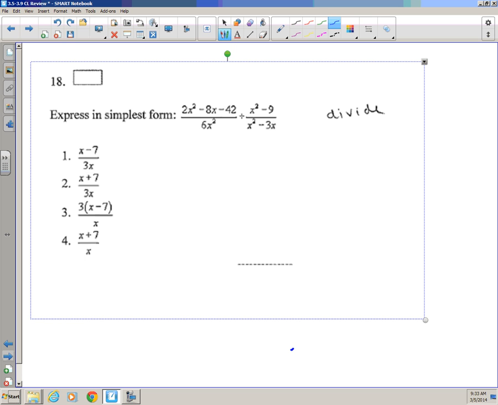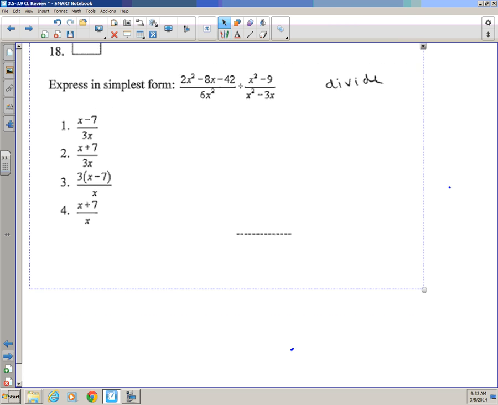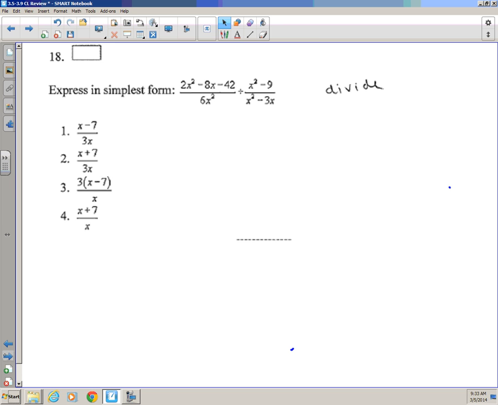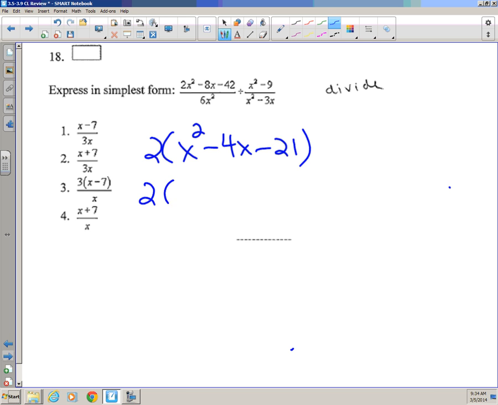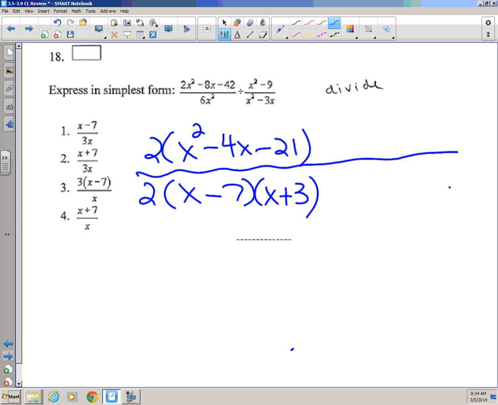18. This is one of the ones that happened to be on the quiz. Get rid of this little line thing here. Okay, so this is division. The top, it's GCF, right? Always look for a GCF. So 2x squared minus 4x minus 21. But that's not done, right? Because this really is 2, and then I've got an IM in here, which becomes x minus 7, x plus 3. That's what you're looking at for this top problem.